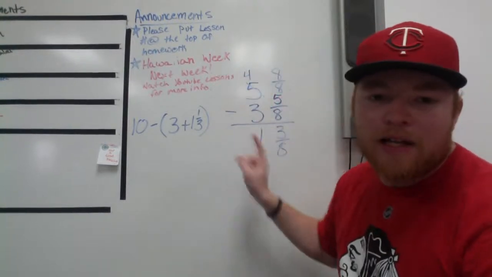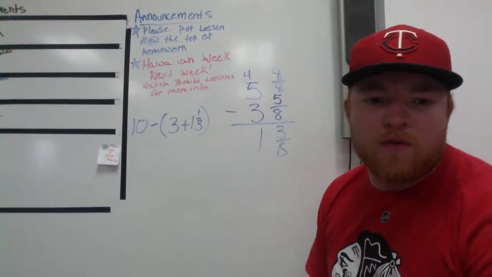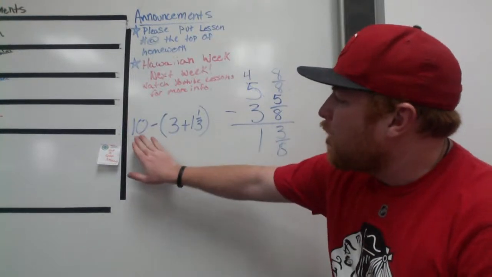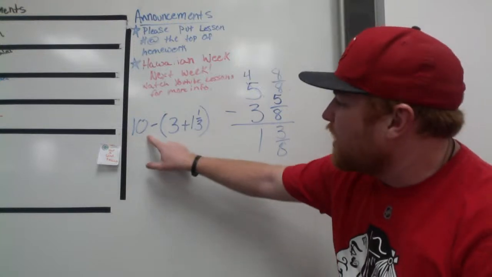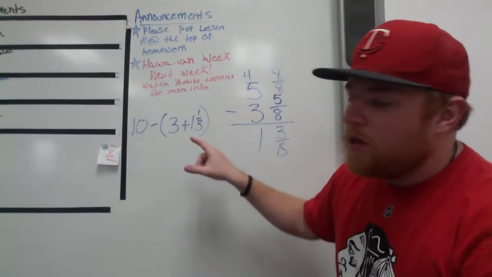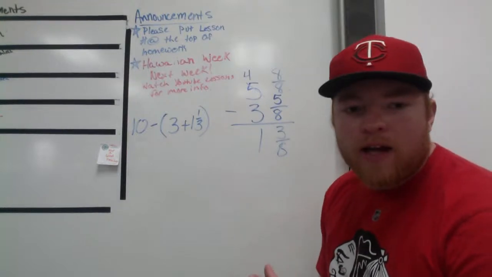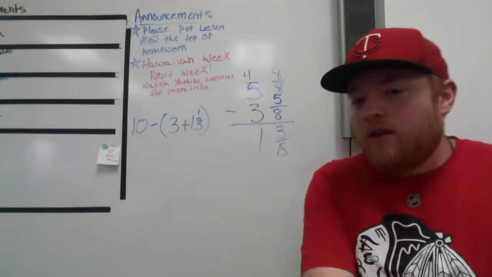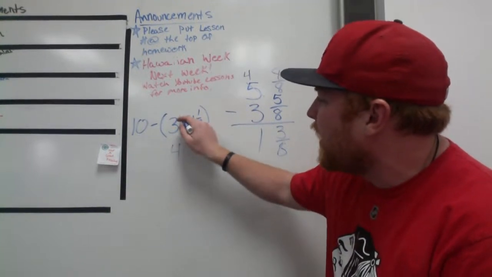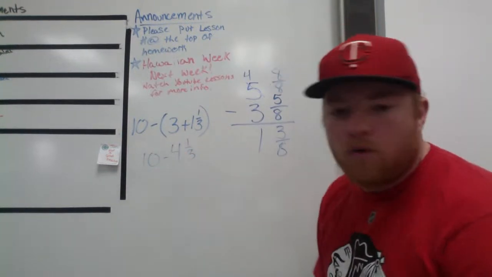This is from last week's assignment, these two problems, and I corrected it yesterday. About 75% of you got it wrong, so that's why I wanted to go through this with you guys. So we have 10 minus 3 plus 1 1/3. Order of operations, you have to do the parentheses first. Adding fractions, you don't have to borrow or anything. You just add the whole numbers, which is 4, and there's no fraction here, so it stays 1/3. So you have 10 minus 4 1/3.